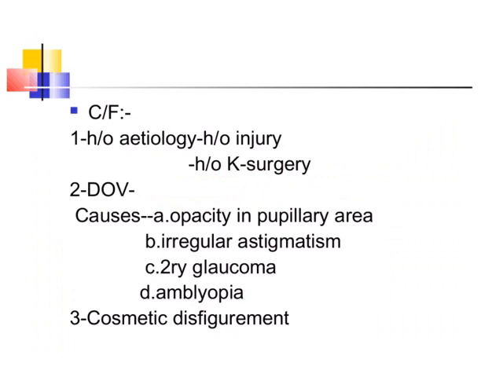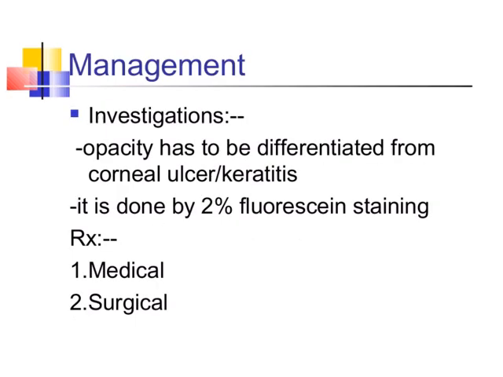If a patient is having an opacity, as for clinical features, first of all we should ask about etiology, any history of injury or history of any corneal surgery done. Diminution of vision will be there, caused by the opacity if it is in the pupillary area, or if there is irregular astigmatism because of the opacity, secondary glaucoma, or amblyopia. Cosmetic disfigurement will be there.